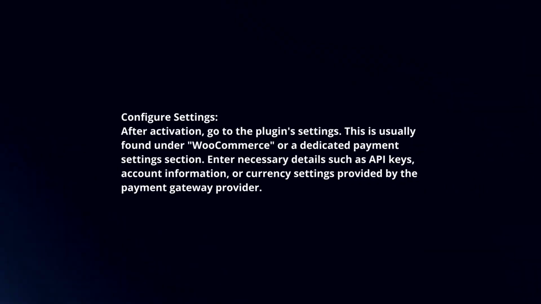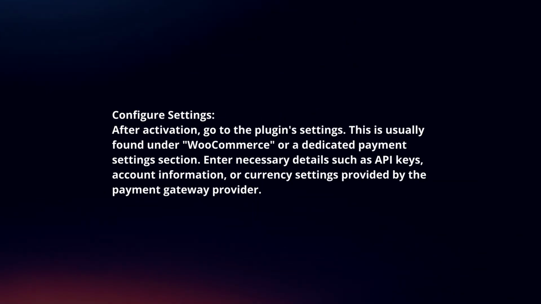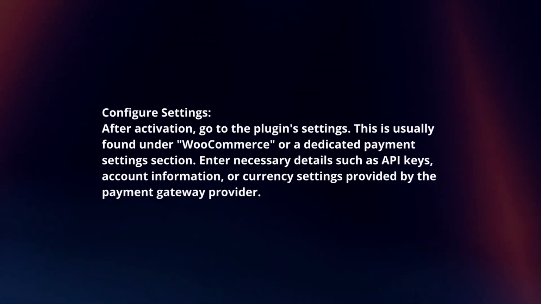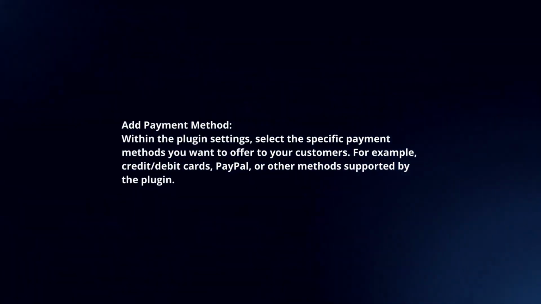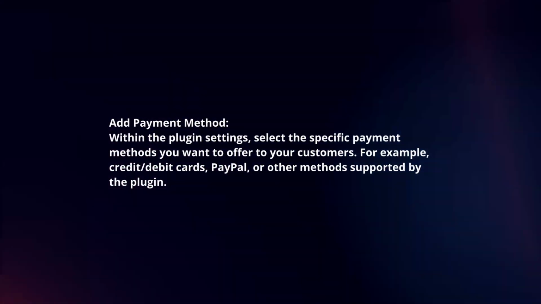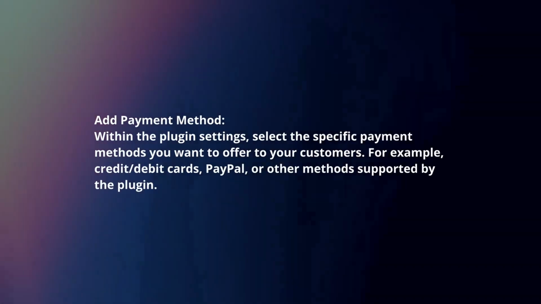This is usually found under WooCommerce or a dedicated payment settings section. Enter necessary details such as API keys, account information, or currency settings provided by the payment gateway provider. Add payment method. Within the plugin settings, select the specific payment methods you want to offer to your customers. For example, credit or debit cards, PayPal, or other methods supported by the plugin.